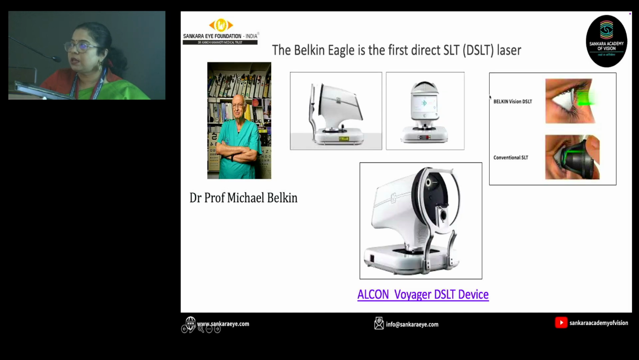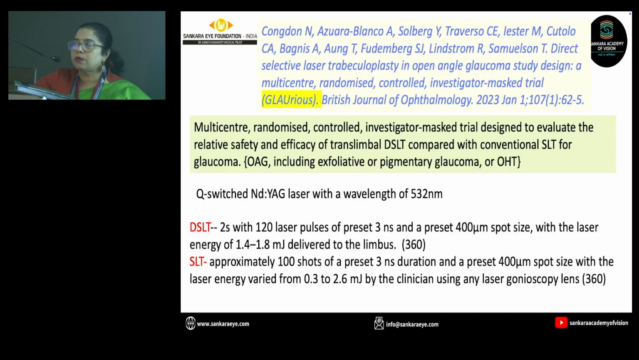In the conventional procedure, you have to put a lens, whereas in Belkin Vision, it is a direct laser application without any kind of lens. This is a randomized controlled study called the Glorious study on DSLT. It's a multi-centric trial wherein they compared the efficacy of DSLT against conventional SLT in open angle glaucoma. They used an Nd:YAG laser with a wavelength of 532 nanometers, and these are the parameters which they studied in DSLT and SLT. Both were done for 360 degrees.